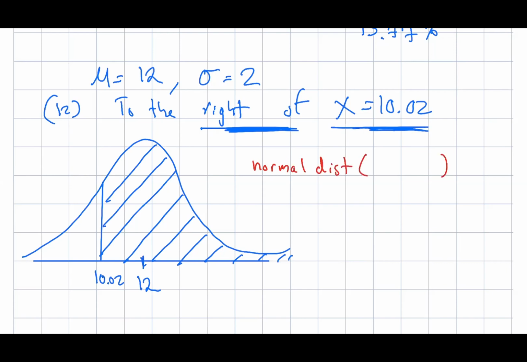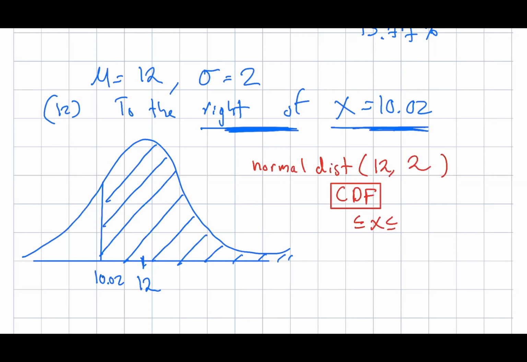And for this one, you want to do it in Class Calc. On Class Calc, you first have to give it the mean and the standard deviation. The mean is equal to 12, and the standard deviation is equal to 2. Then you're going to press CDF, and you have to enter the lower bound and the upper bound.